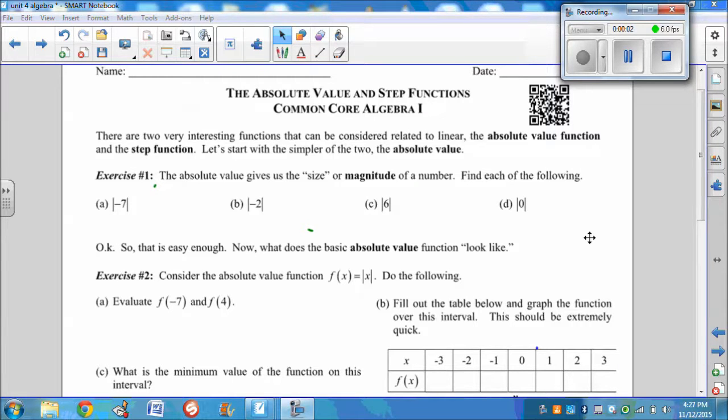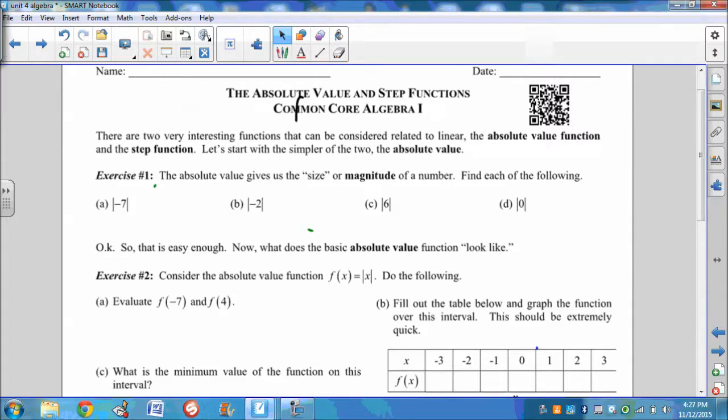Absolute value and step functions. These are two very interesting functions that can be considered related to linear. So the absolute value function and the step function, we're going to start with the absolute value function. That one's just a little bit simpler to work with to start.